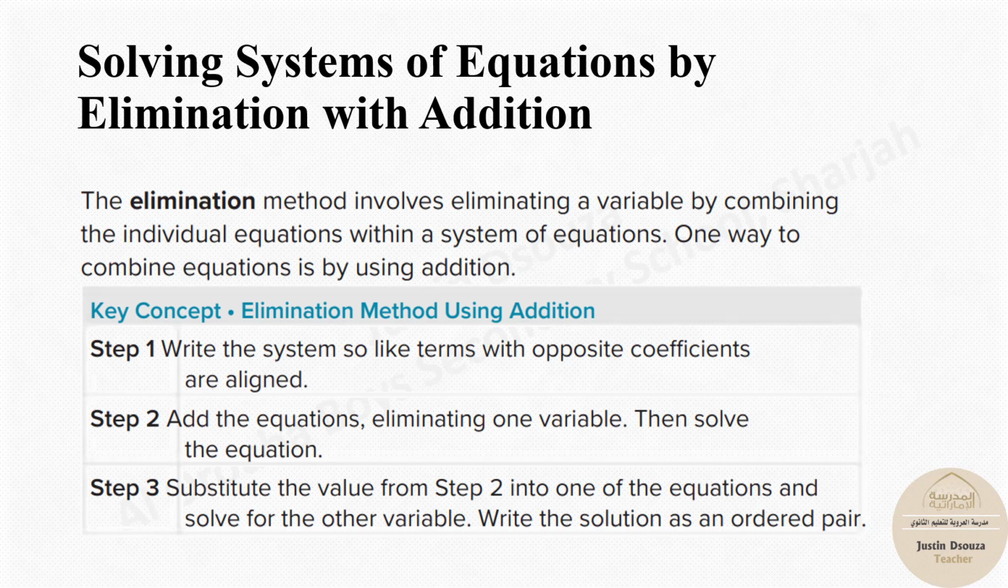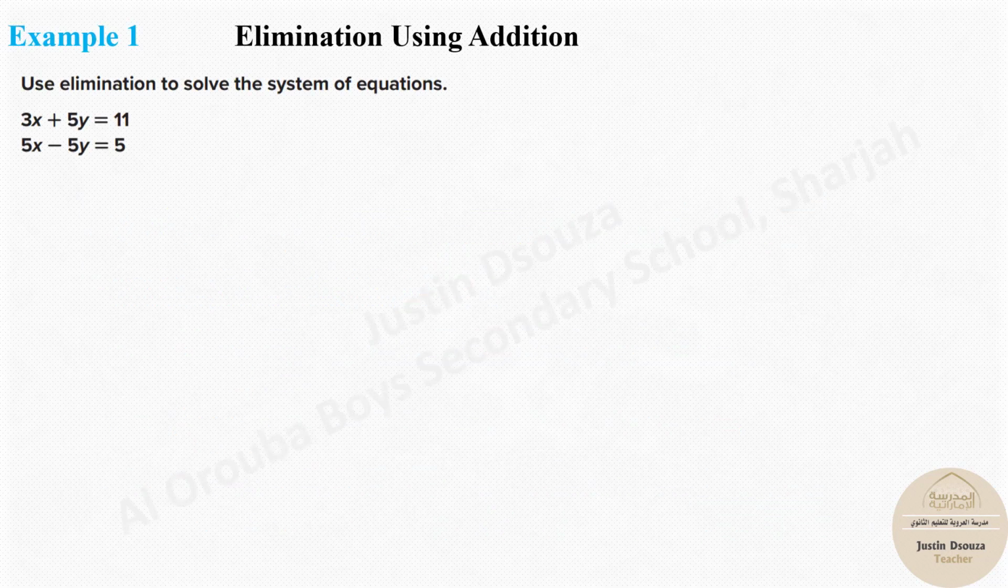Now, if I read it out, it's not going to make much sense. Let's just jump into a problem and then I will tell you each step. You can follow your own steps as long as you get the correct answer. We look at the first problem. Use elimination to solve the system of equations. Look at the given equations: 3x plus 5y equals 11 and 5x minus 5y equals 5. You can see over here there is a common term 5y, and the signs are different.